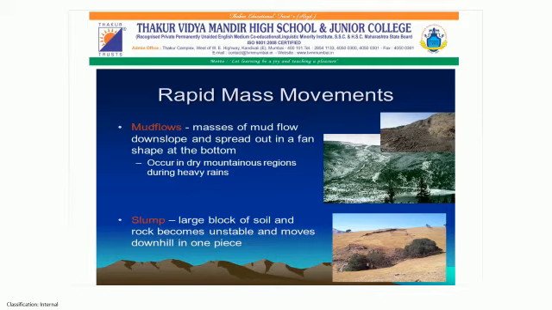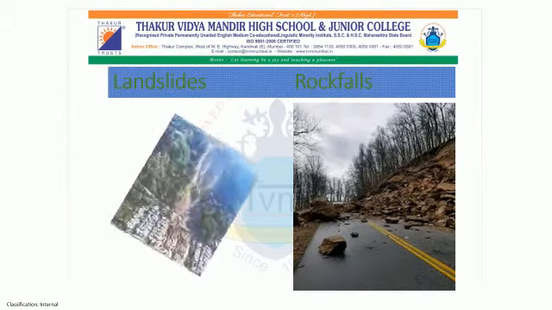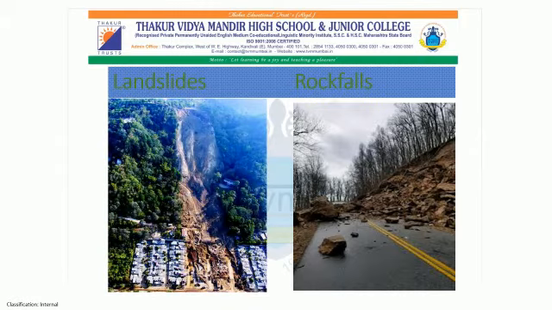Let us study in detail what is rapid mass movement. Rock falls, landslides, land subsidence occur rapidly. The effects are very destructive. The probability of these events is more in regions having a humid climate and steeper slopes. A thick layer of weathered materials forms on the slope. Now, when it rains in such areas, the rainwater penetrates the weathered materials and their weight increases. The weathered materials move very rapidly and come down the slope. In the given figure, we can see landslides and rock falls. These are examples of rapid mass movements.